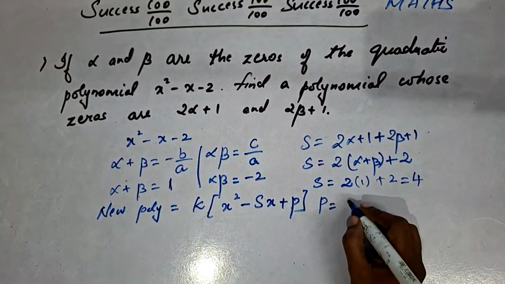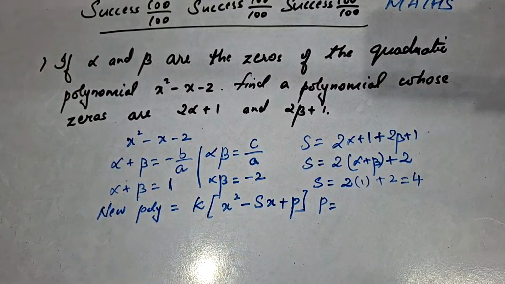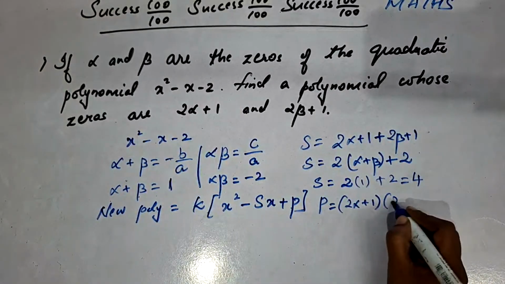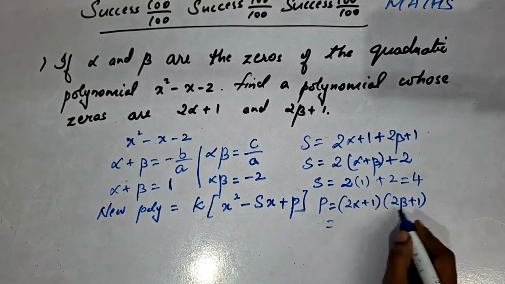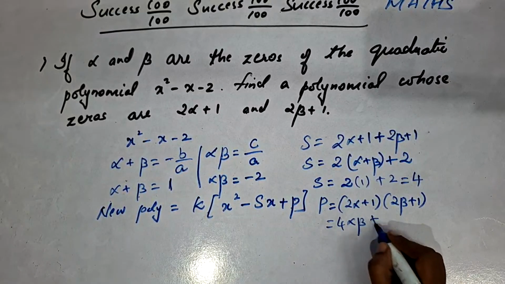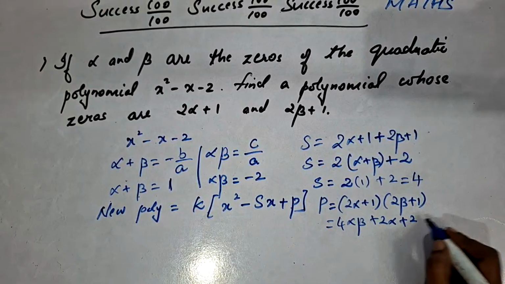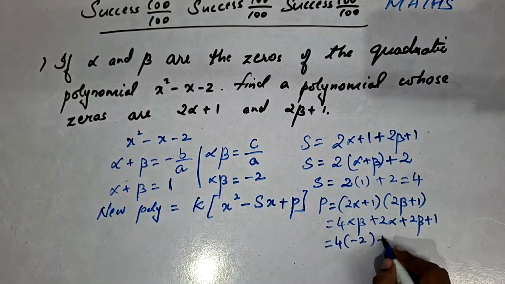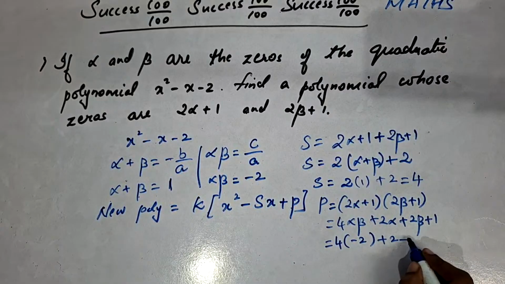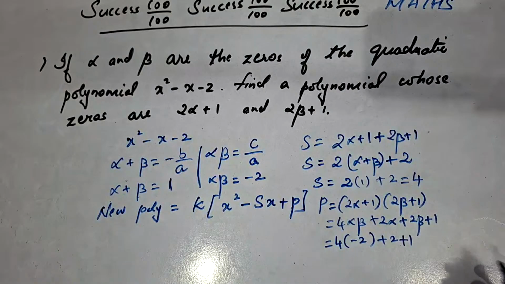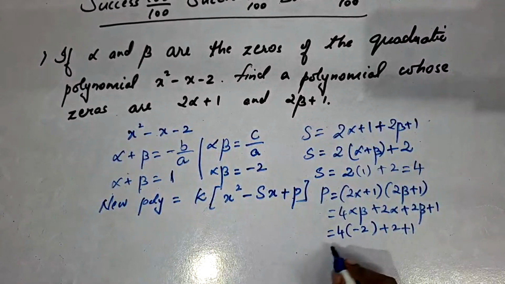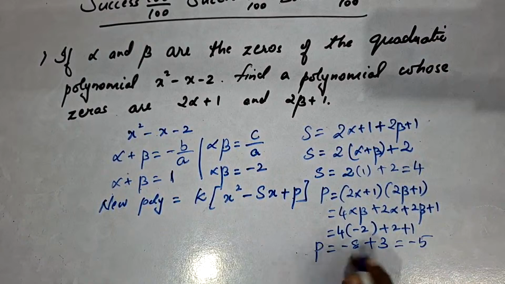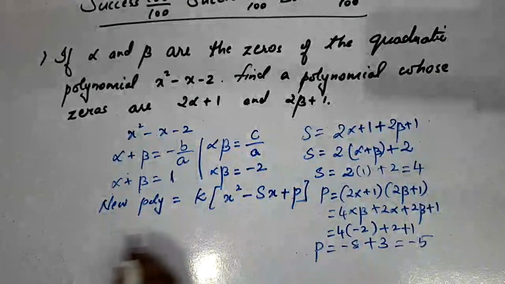Similarly, product is the multiplication of these two zeros. That is 2 alpha plus 1 into 2 beta plus 1. The 2 2s are 4 alpha beta plus 2 alpha plus 2 beta plus 1. 4 into alpha beta, which is minus 2, plus 2 into alpha plus beta, which is 1, plus 1. So minus 8 plus 3, that is equal to minus 5. Therefore, S is equal to 4, P is equal to minus 5.